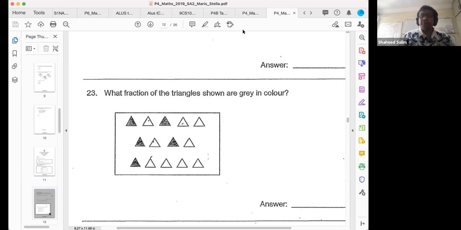Just count the number of shaded parts. 1, 2, 3, 4, 5. So the number on top, Amara, has to be 5. Shaded parts, 1, 2, 3, 4, 5. Now, count all the triangles, then you put it below. 1, 2, 3, 4, 5, 6, 7, 8, 9, 10, 11, 12, 13, 14.